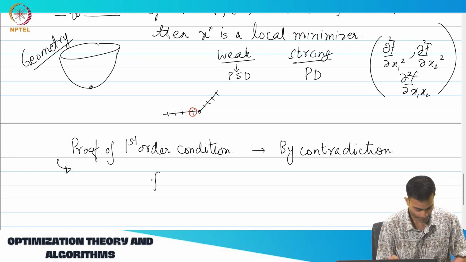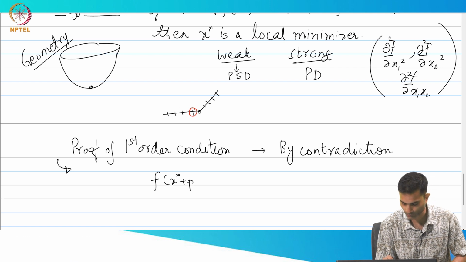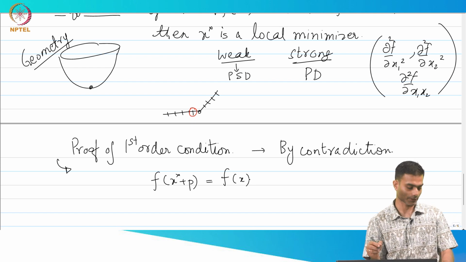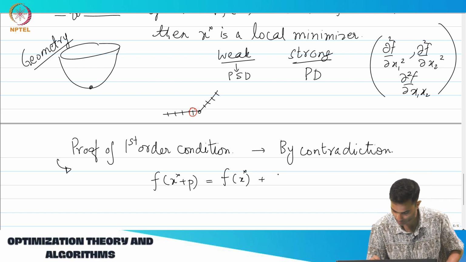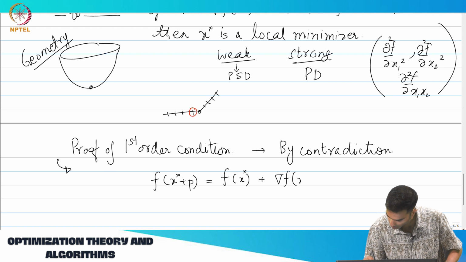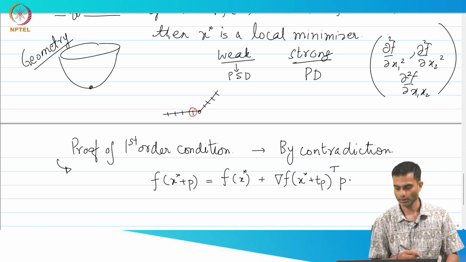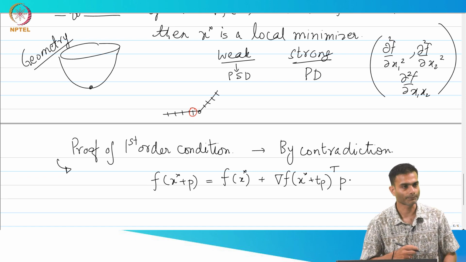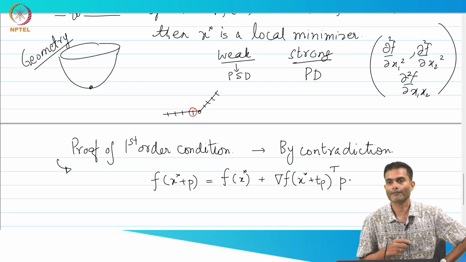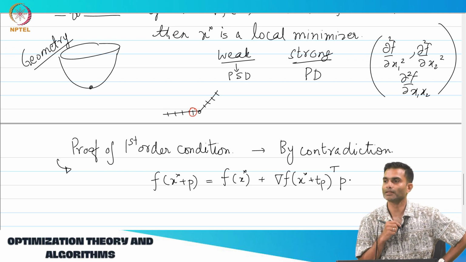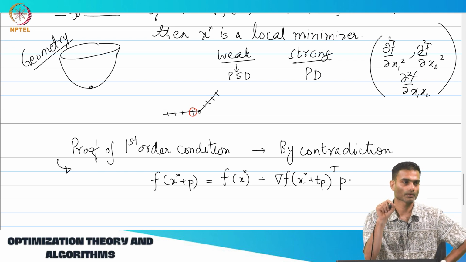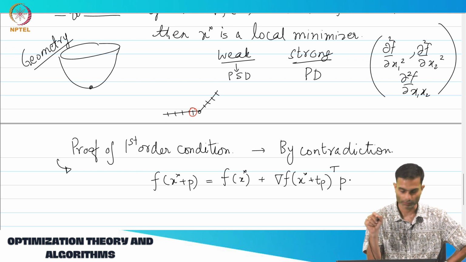So the intuition behind it is going to be the following, before we go to contradiction. I'm going to write down the first order theorem which we will use. This is the first order theorem, and what are we trying to investigate? Whether or not x star is a minima of the function.